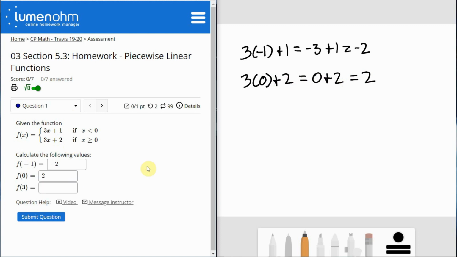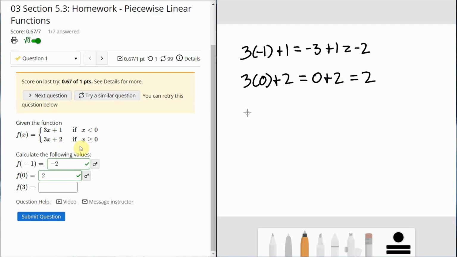Last, I have f of 3, which gives me an x value of 3. Since 3 is greater than or equal to 0, I'll use the second expression. I'll set that up as 3 times 3 plus 2, which will give me 9 plus 2, which is equal to 11.